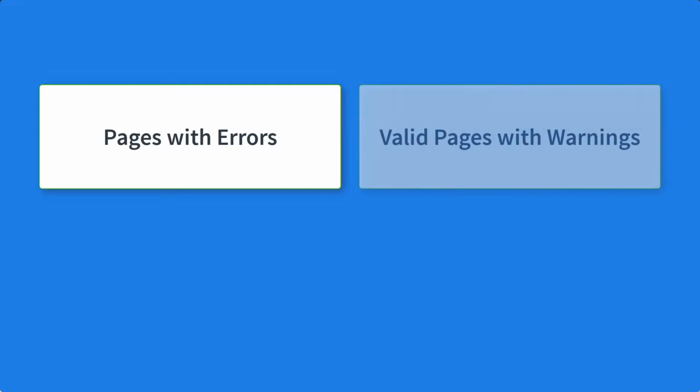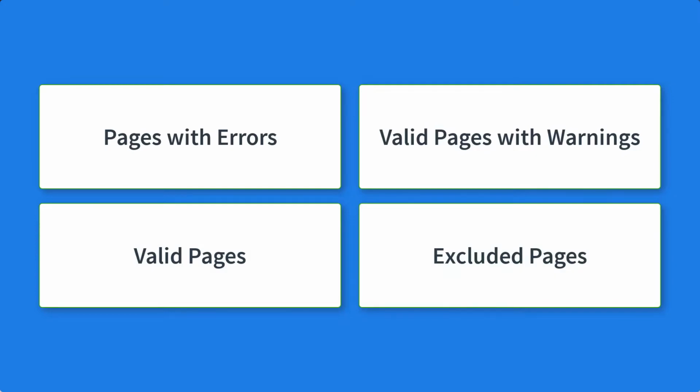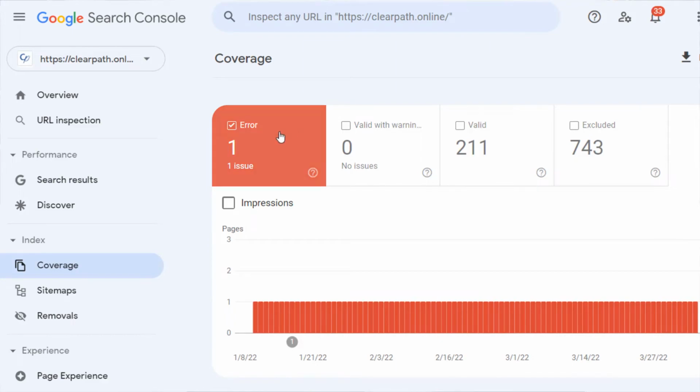The Index Coverage Report will list out 4 categories of web pages found on your website: pages with errors, valid pages with warnings, valid pages, and excluded pages. First, let's talk about pages with errors, which is the first tab in the Index Coverage Report. The Error tab should be your highest priority in the Index Coverage Report. This is where you'll find crawl errors. This is the list you need to concentrate on first, because these pages are not being indexed.